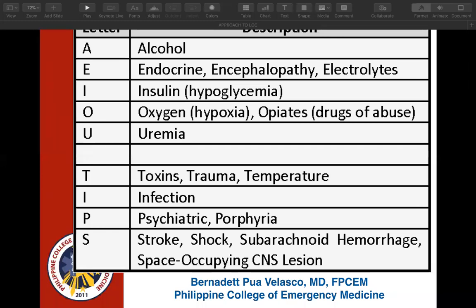T, TIPS. T for toxin, you check for the toxin. Probably the patient is involved in trauma. You also need to check the temperature of the patient. I is infection. And P for psychiatric, it could be a psychiatric problem or even porphyria. And then S for stroke, shock, subarachnoid hemorrhage, and space-occupying CNS infection.